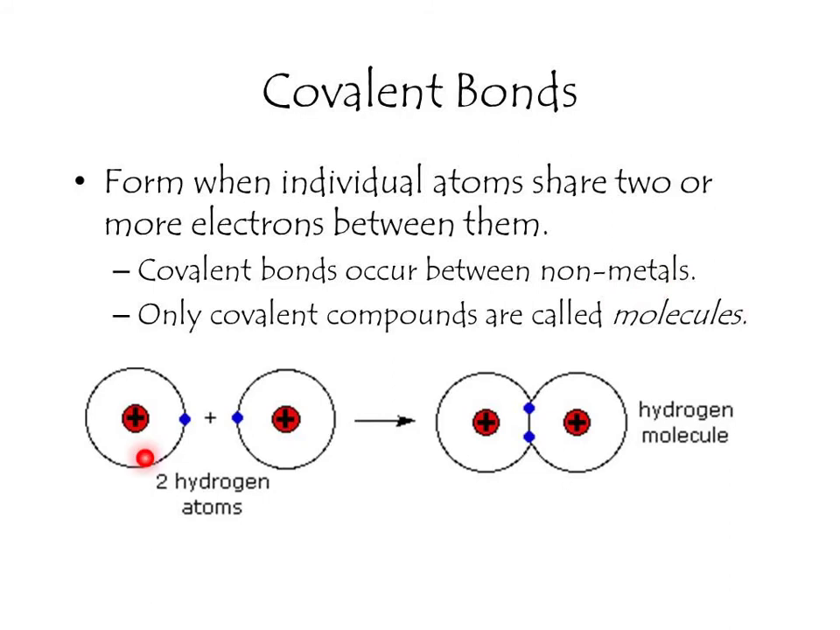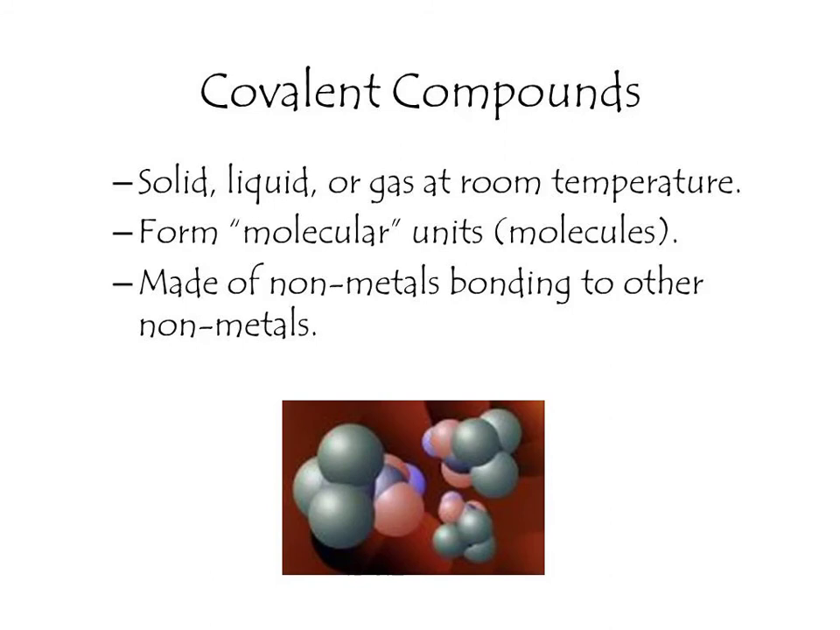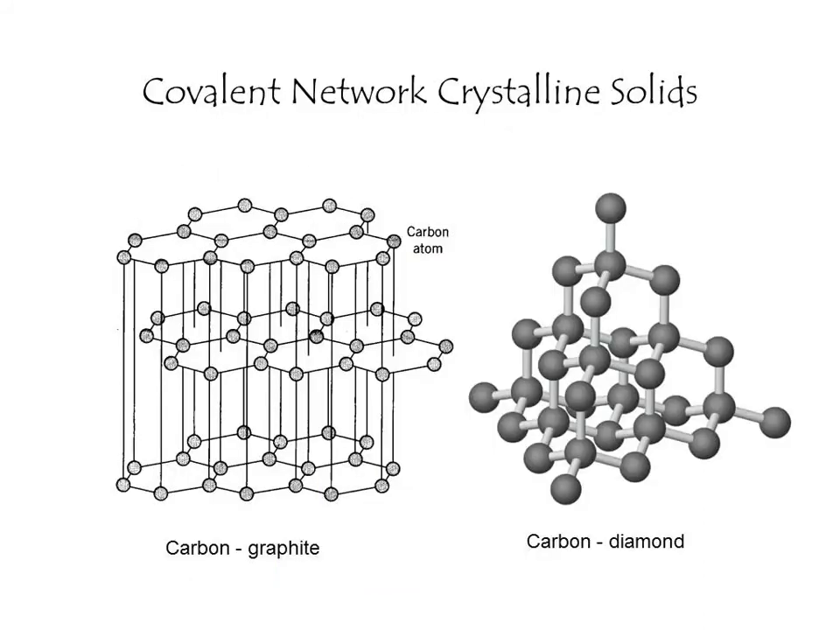But here's one. If I had 2 hydrogen atoms, when they come together, neither of them will gain or lose. They end up sharing the electrons, and it will evenly be distributed between the 2 of them. And covalent compounds, you already should know, they are solid, liquid, or gas at room temperature, and they form what are known as molecular units, so molecules. They're made of only nonmetals, so a nonmetal bonded to a nonmetal.